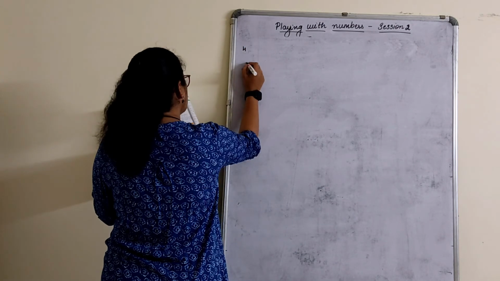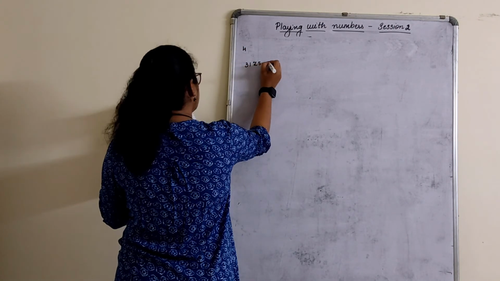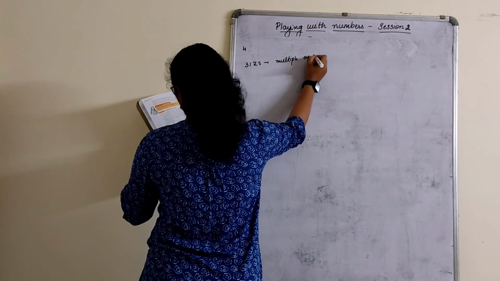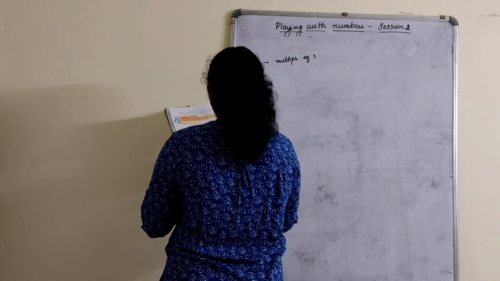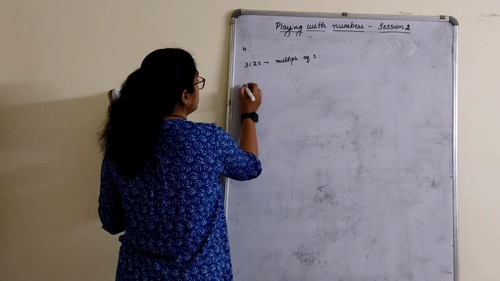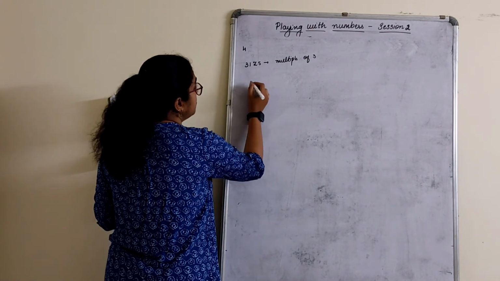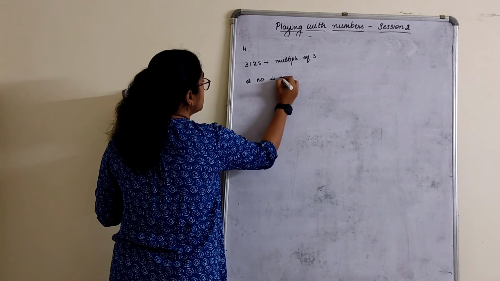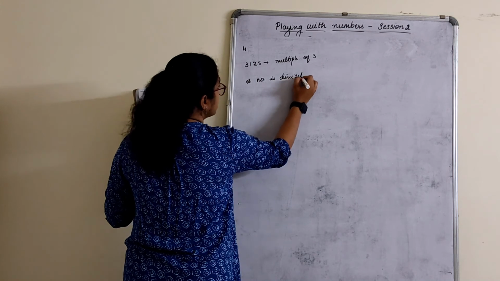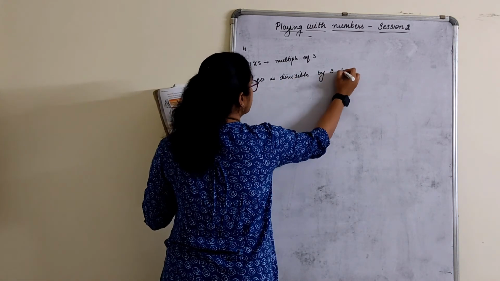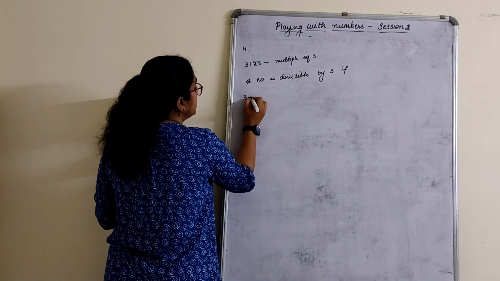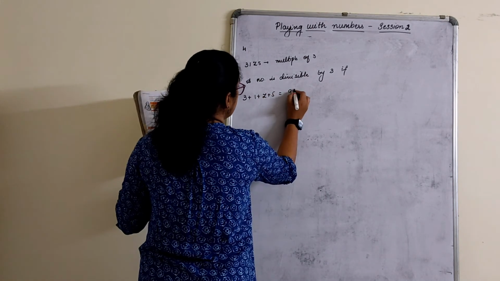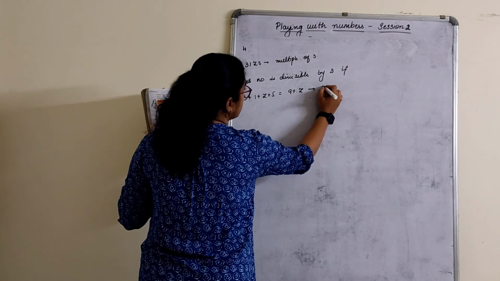Fourth one. 31z5 is a multiple of 3. Where z is a digit, we have to check. So, a number to be a multiple of 3, a number is divisible by 3 if 3 plus 1 plus z plus 5 is equal to 5, 6, 7, 8, 9. 9 plus z is a multiple of 3.